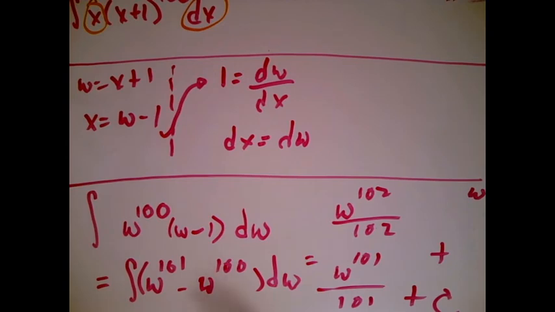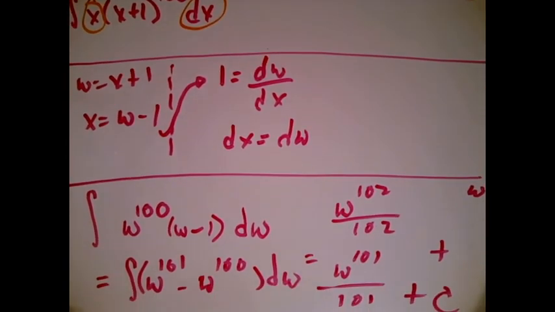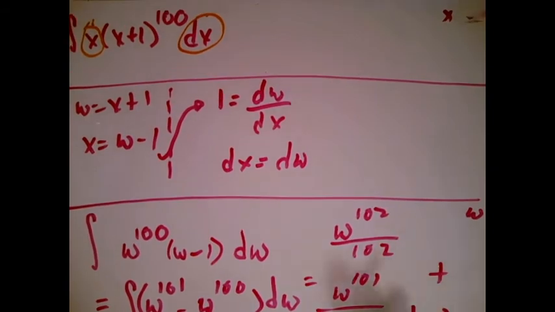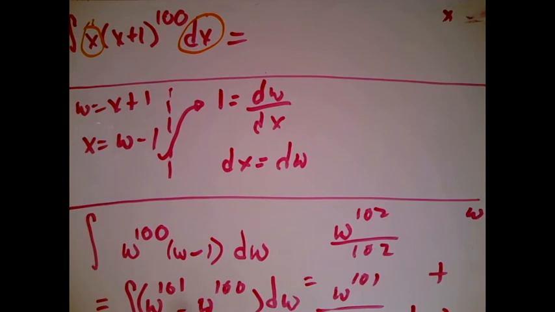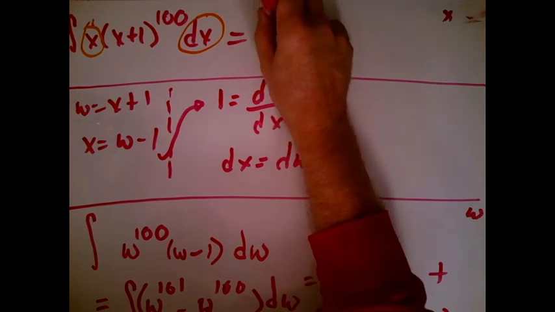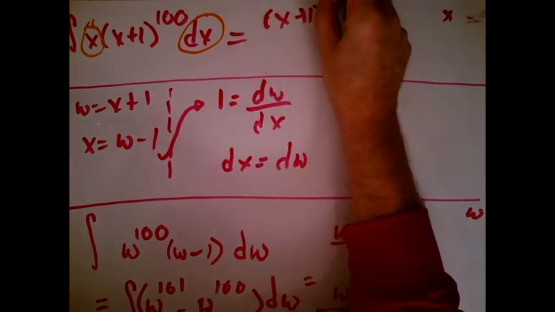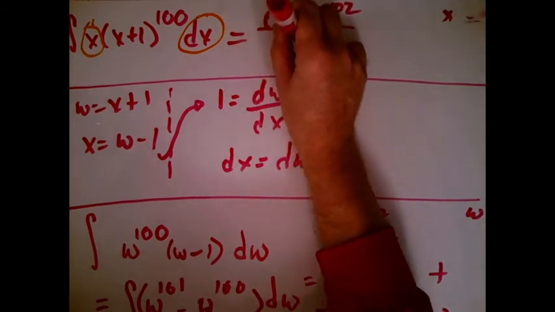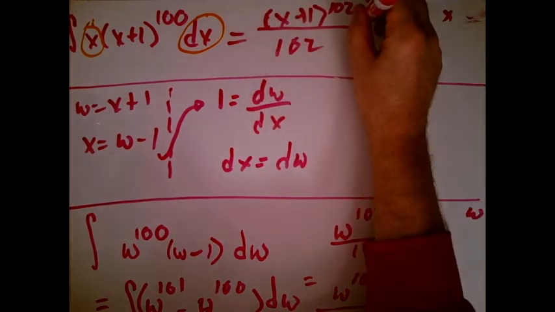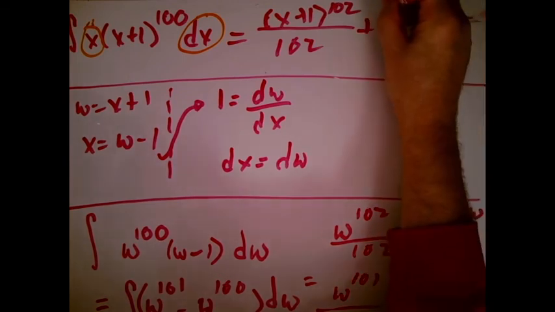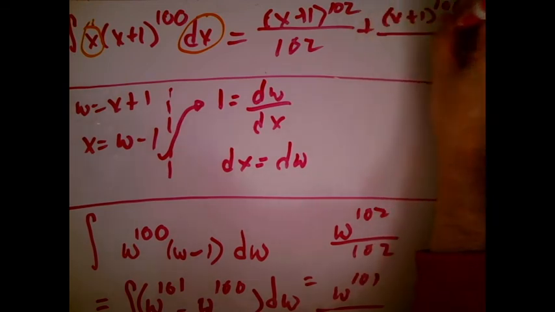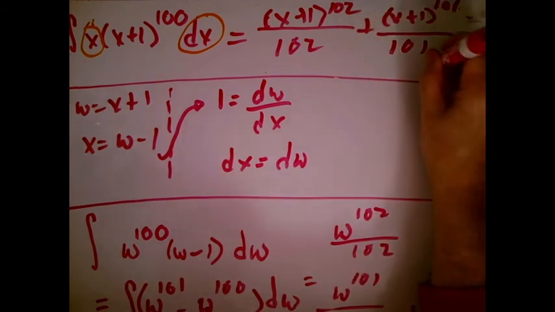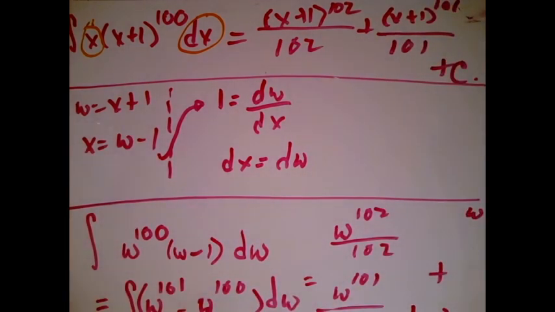Now, we're not quite done because my original integral had x's in it, and my answer has w in it. So what I need to do is walk my w's back through translation land and substitute back. So what do I get? I get, instead of w to the 102, x plus 1 to the 102, like that, all over 102, and then I get plus (x plus 1) to the 101st all over 101 plus c, and we get a final answer, which is great.